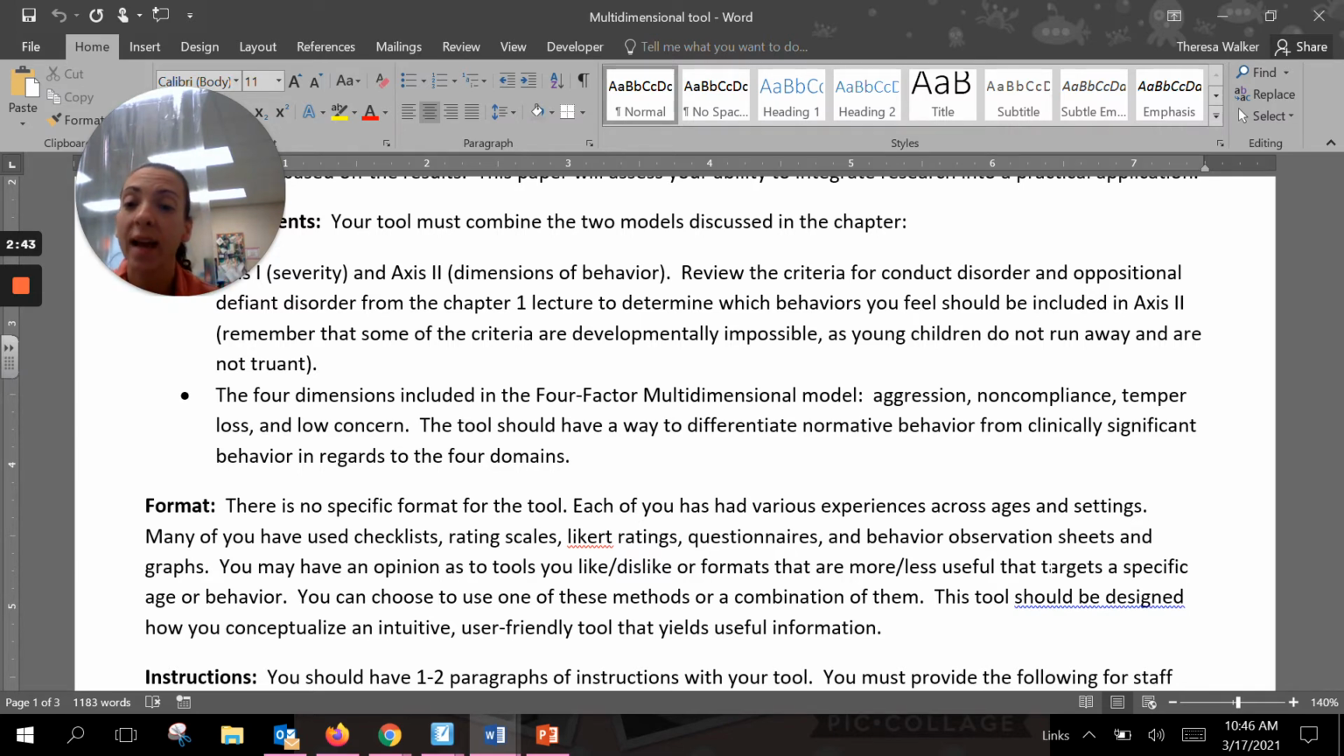The tool should be designed how you conceptualize an intuitive, user-friendly tool that yields useful information. So I know that this might be unlike something that you've done in the past. So if you're going through and you're trying to figure this out and you're really stuck or at a loss for what it might look like, go ahead and email me and we can troubleshoot some ideas.